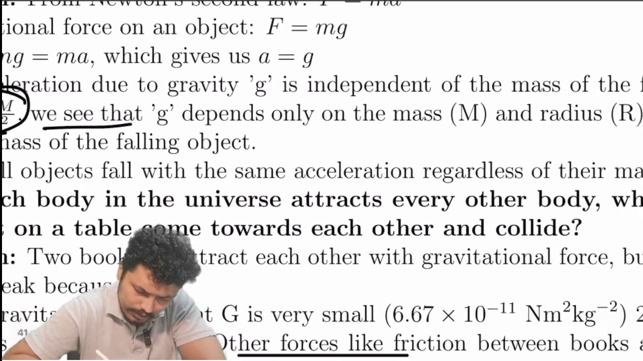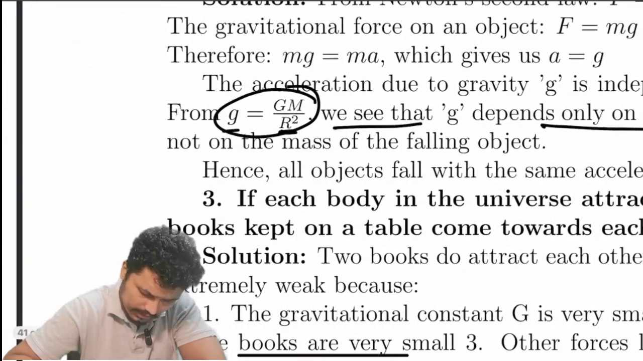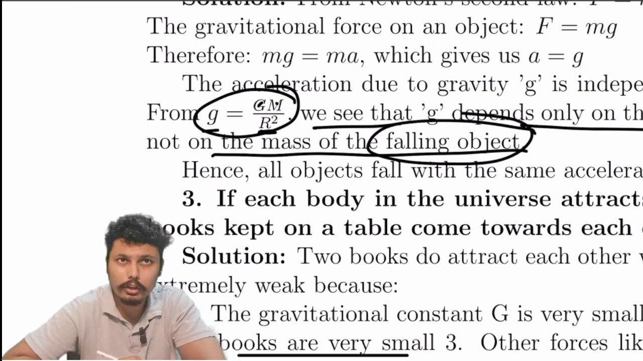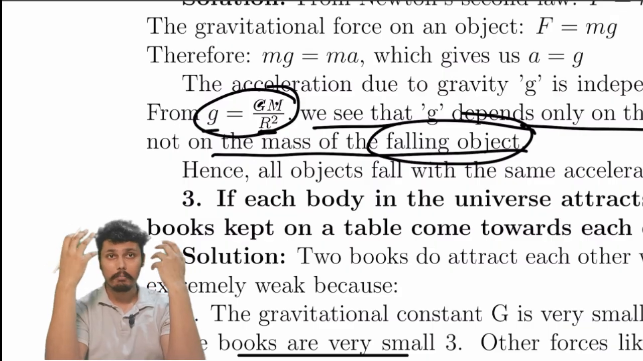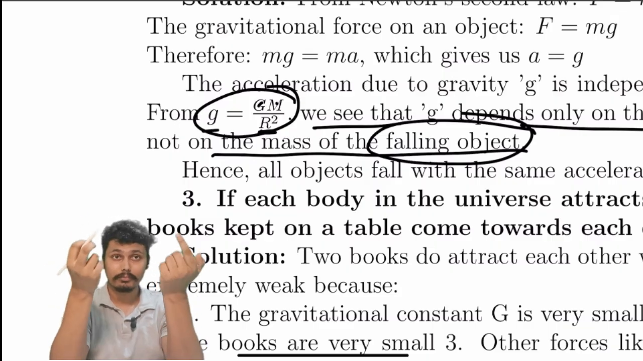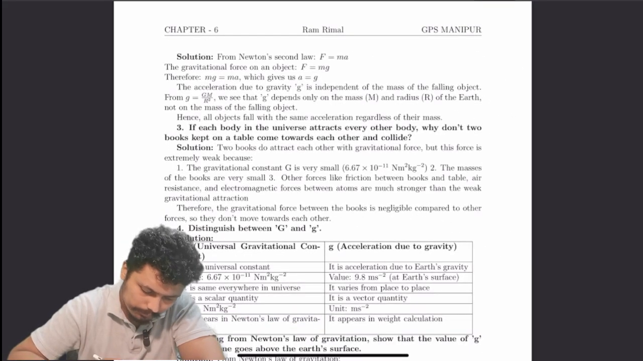We see that g depends only on M and radius r. It doesn't depend on the mass of the falling object. An object can have any mass, and it will fall down at the same acceleration, because the g value, the acceleration due to gravity, doesn't depend upon these two. We have discussed this already, and I'm explaining it here also.